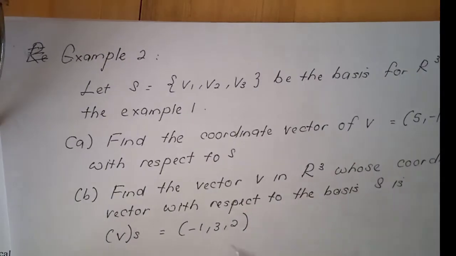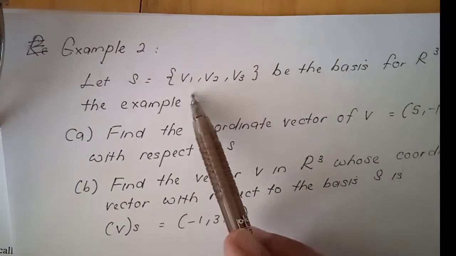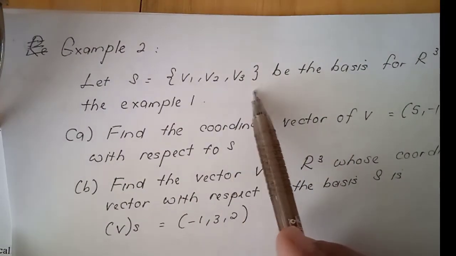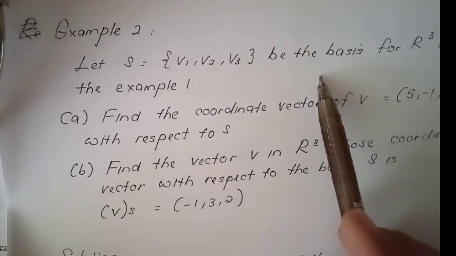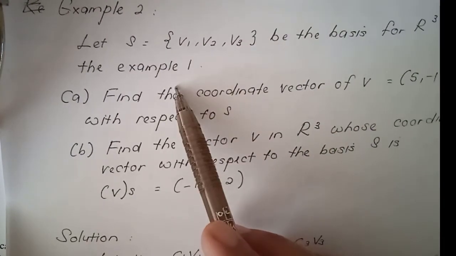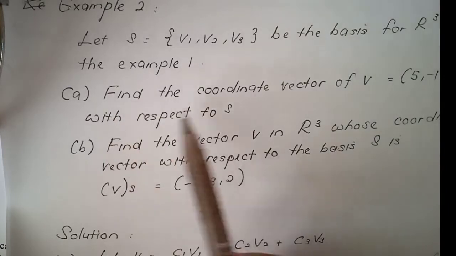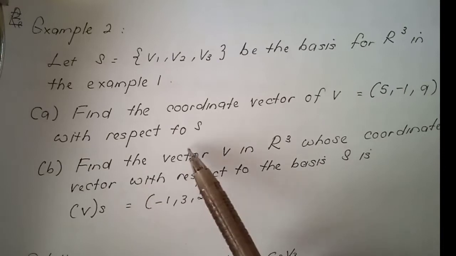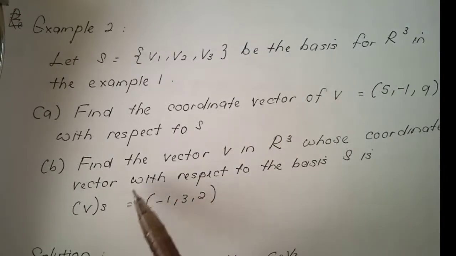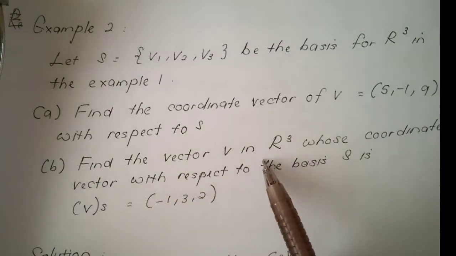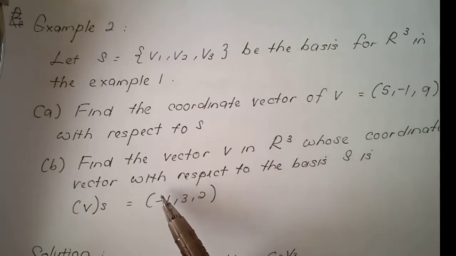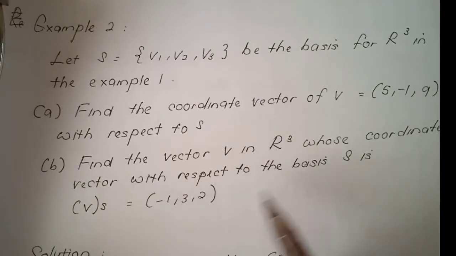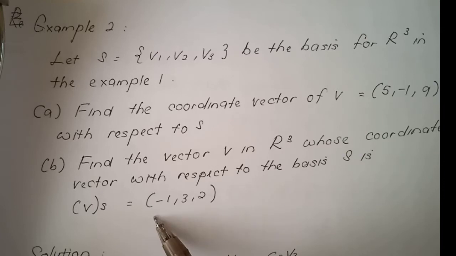Okay, example 2. Let S be V1, V2 and V3, the basis for R3 in example 1 earlier. Now A, find the coordinate vector of V with respect to S. And B, find the vector V in R3 whose coordinate vector with respect to the basis S is given by -1, 3 and 2.